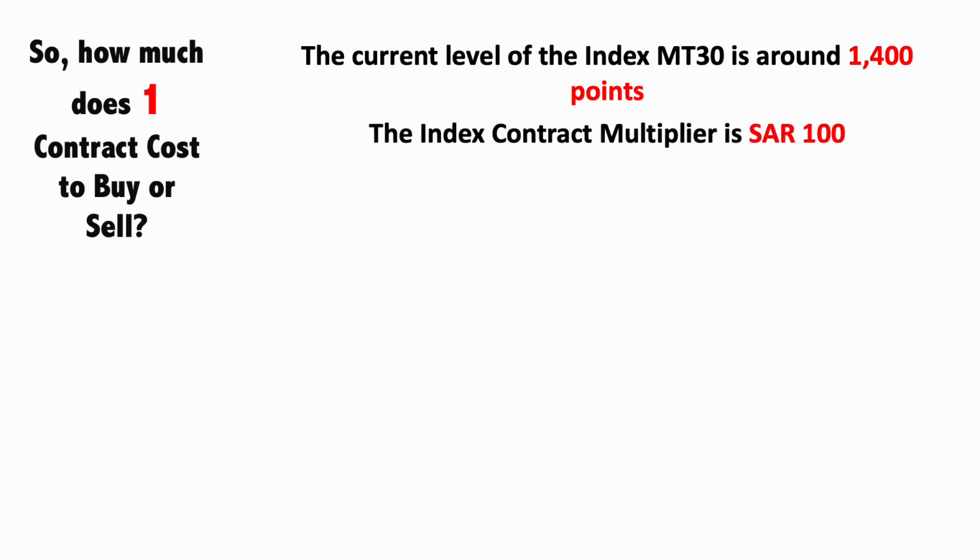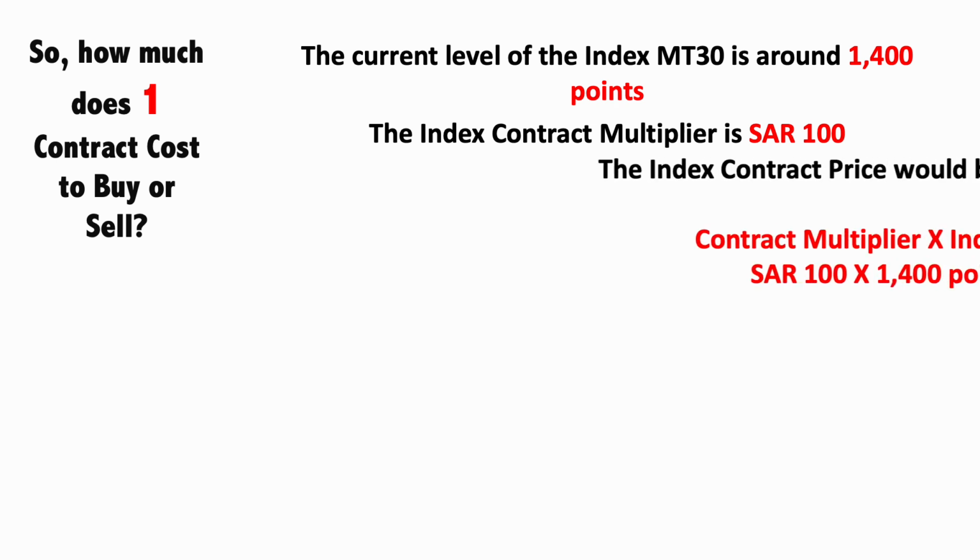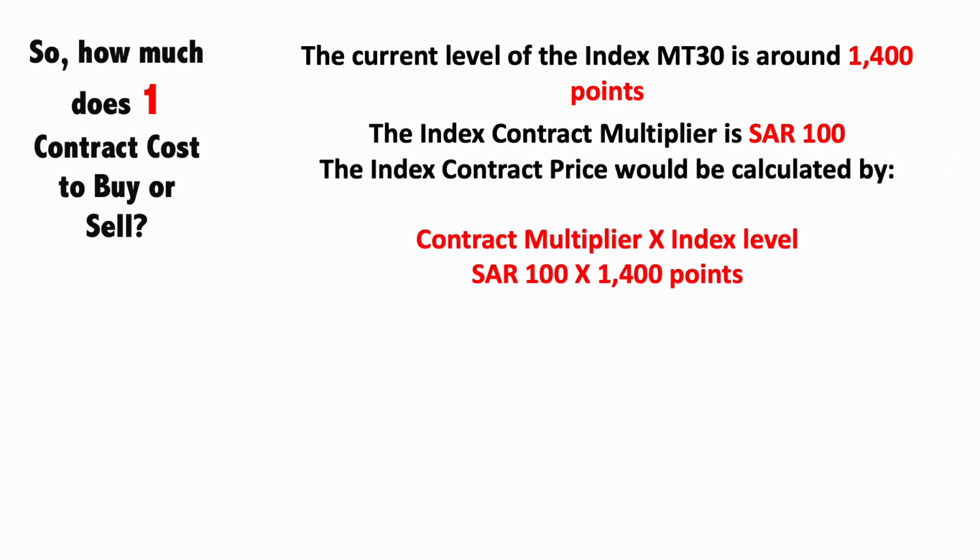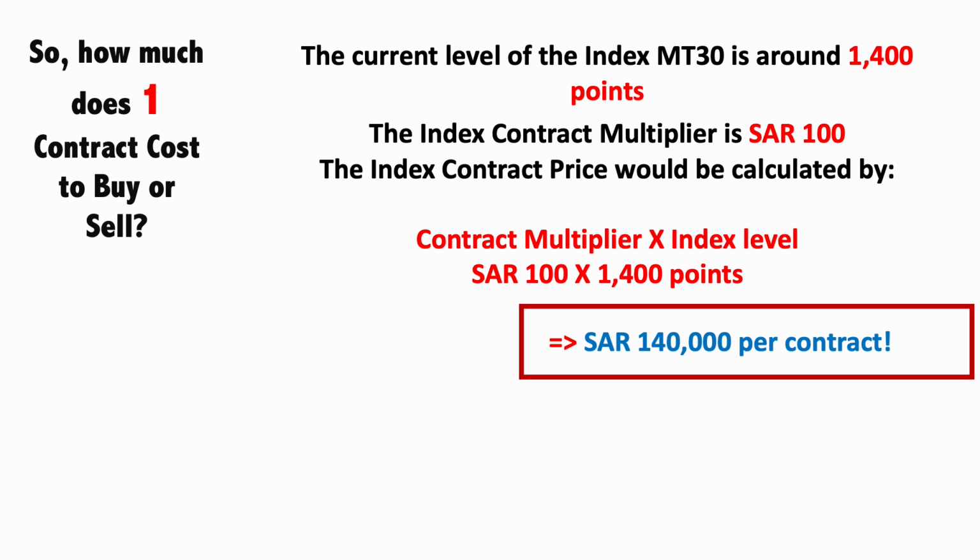The index contract multiplier for the SF30 is 100 riyals. The index contract price would be calculated by the index contract multiplier multiplied by the index level. So it's 100 riyals, which we talked about. The contract index multiplier is 100 riyals per contract, multiplied by the level of the index that you bought the contract at. It's going to cost you 140,000 riyals per contract.